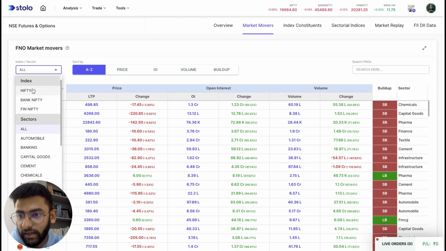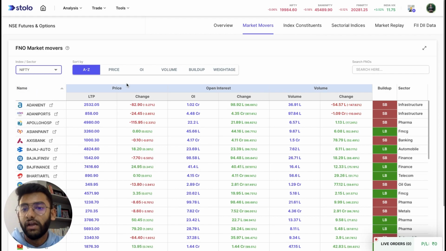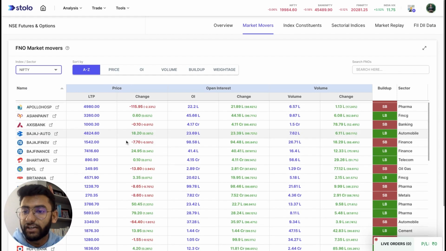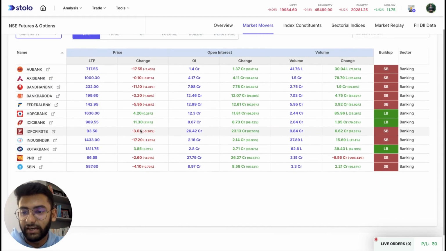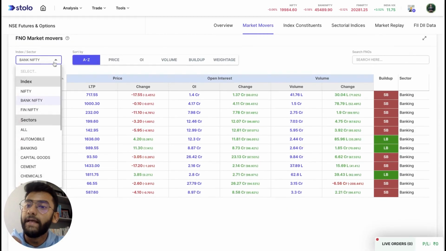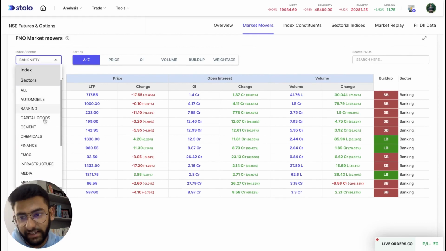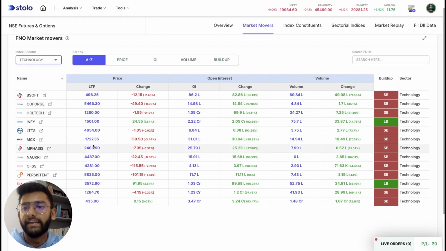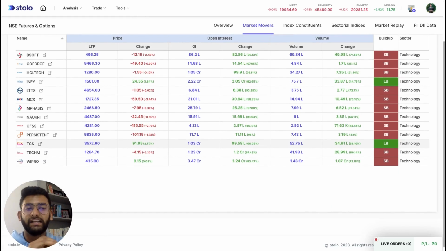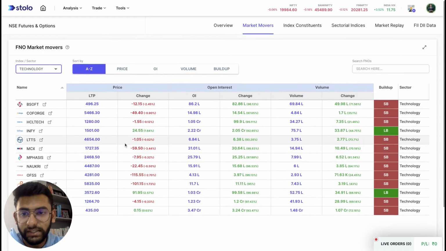If you click on Nifty here, this would automatically filter out only your Nifty 50 stocks. If you select Bank Nifty, it would select only your Bank Nifty stocks. And you can also do this sector-wise. So let's say we want to currently trade only the technology sector. And here you go, it automatically filters out your technology stocks.